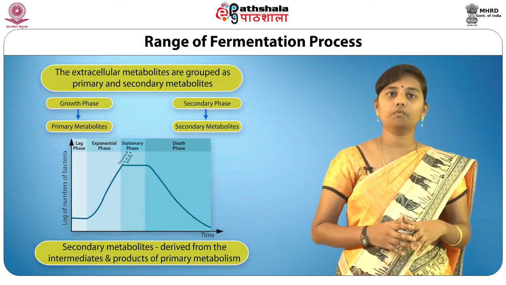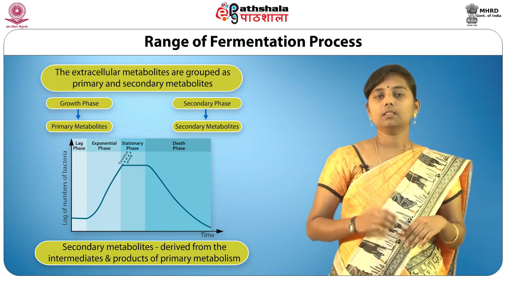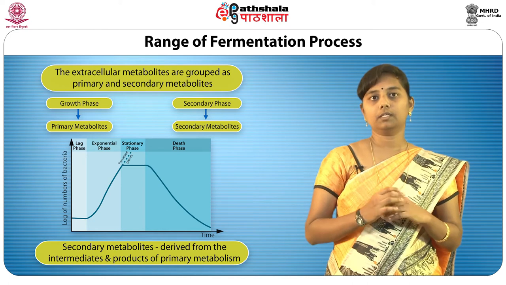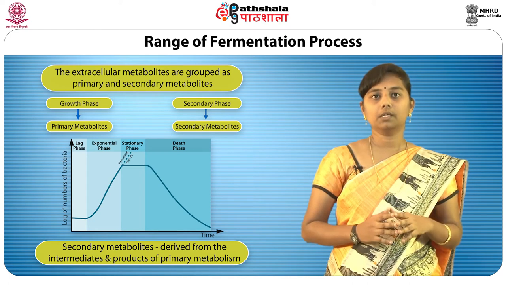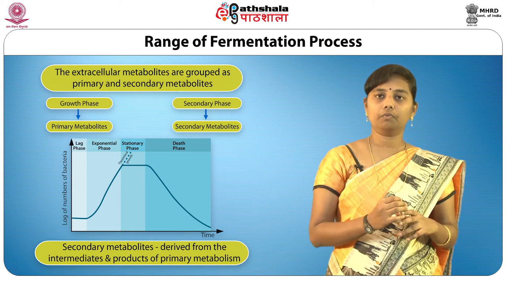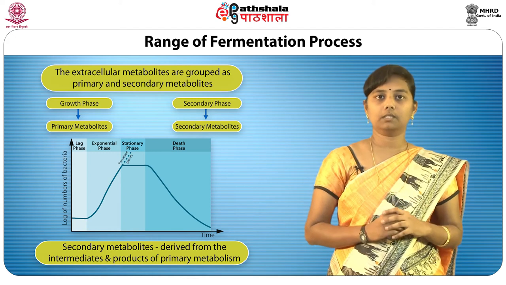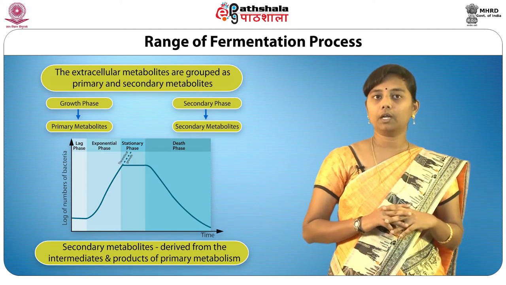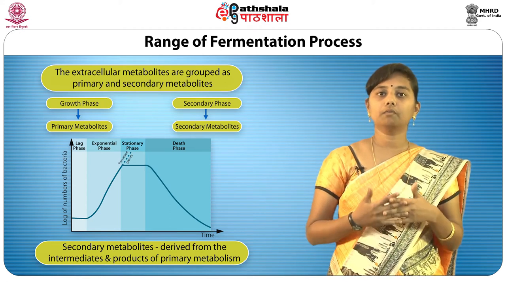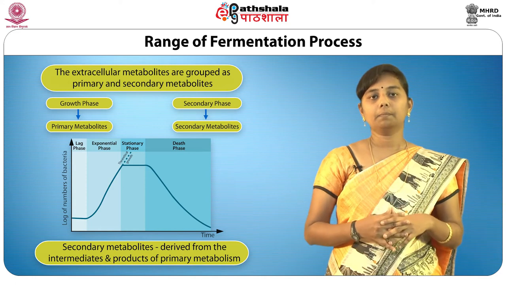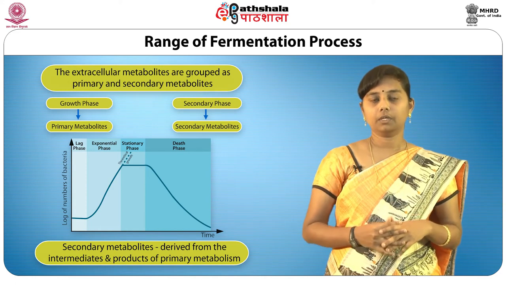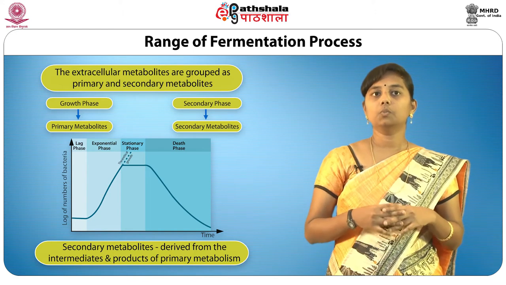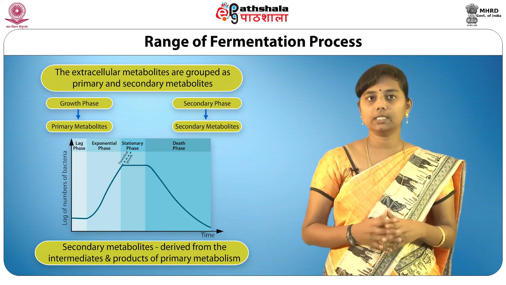Next is the production of extracellular components. These extracellular components are grouped as primary and secondary metabolites. The microbial components produced during the growth phase are called primary metabolites. These primary metabolites are economically important and are being produced by fermentation. Examples of these primary components are ethanol, lactic acid, citric acid, nucleotides, vitamins, and a few amino acids.